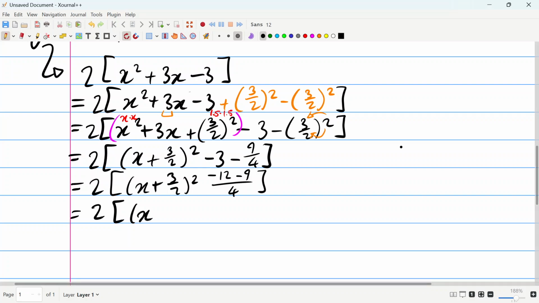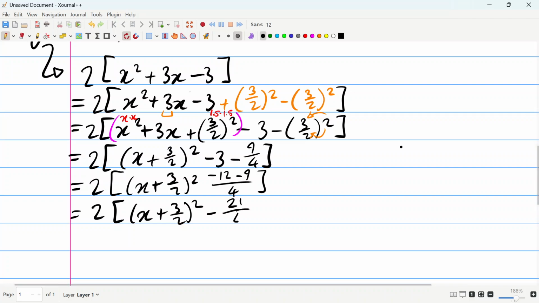Then we'll have x plus 3 over 2 squared. And then we simplify the numerator. Minus 12 minus 9 is just the same as minus 21 over 4. Okay, and if you want to take the 2 in, you can also do that. But otherwise, this is your turning point form.